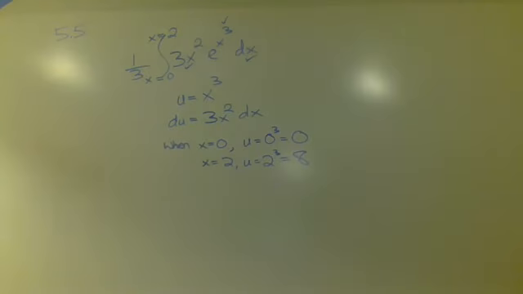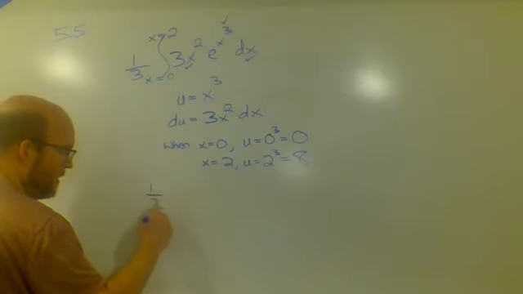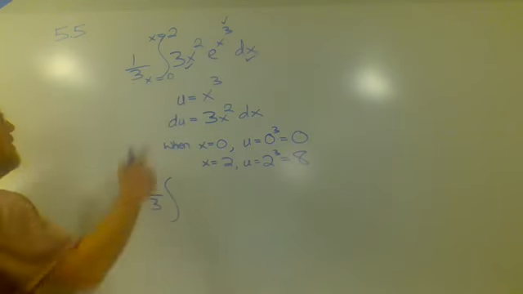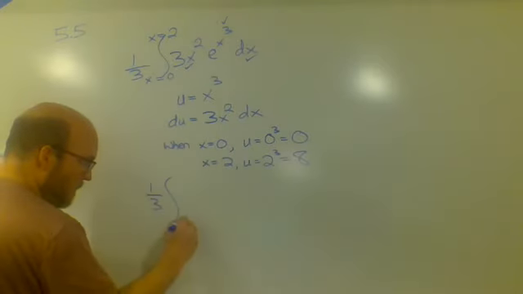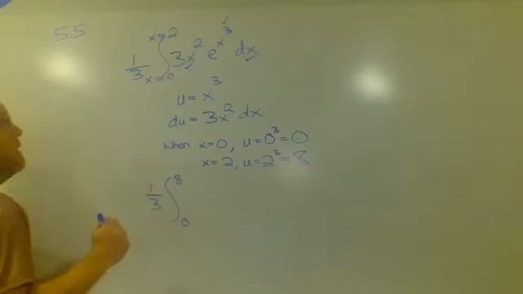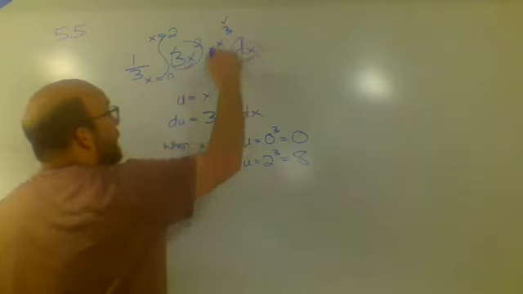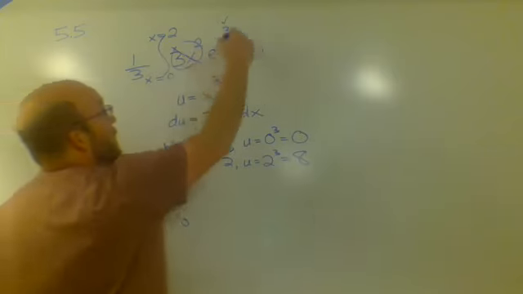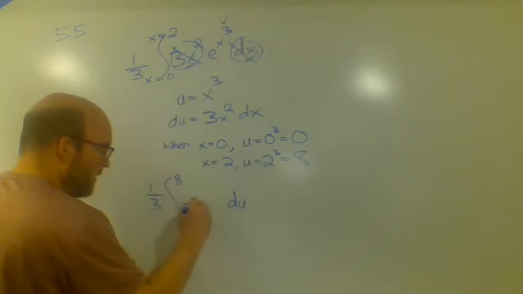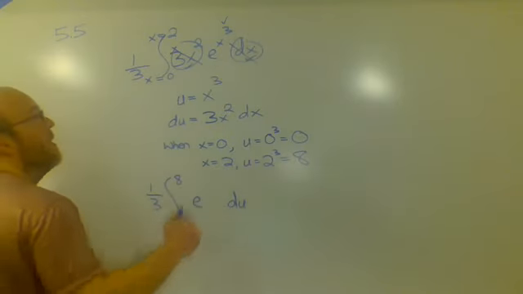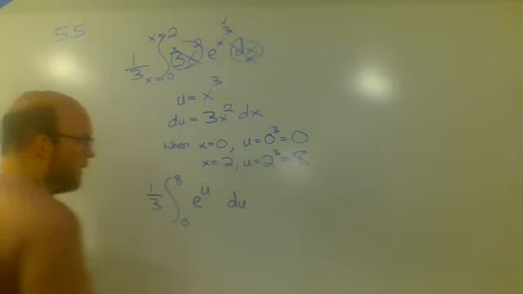Okay, so putting it all together, we've got the 1/3 on the outside now. The limits of the integral are not 0 and 2 anymore. Now it's 0 and 8. And then, just to double check here, the 3x squared and the dx match up with the du. So those disappeared, so we can just write a du in our integral. The e is our outer function. It's going to stay exactly as is. And the x cubed gets replaced with u.